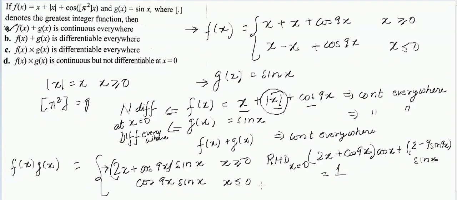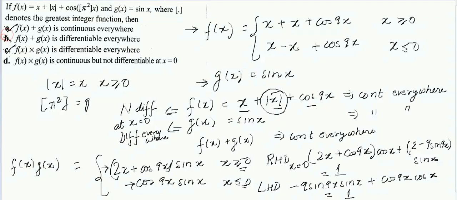Similarly, for the left-hand derivative, we need to differentiate this part of the function, that is cos 9x into sin x, which becomes minus 9 sin 9x into sin x plus cos 9x into cos x, right? And when you put 0, this becomes 0 plus 1 into 1, which is again 1, right? Hence, the product of these two functions seems to be differentiable at x equal to 0, and hence it is differentiable everywhere because the only point of contention was 0. So option number C is also correct.